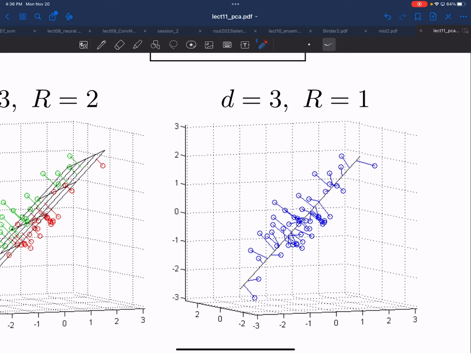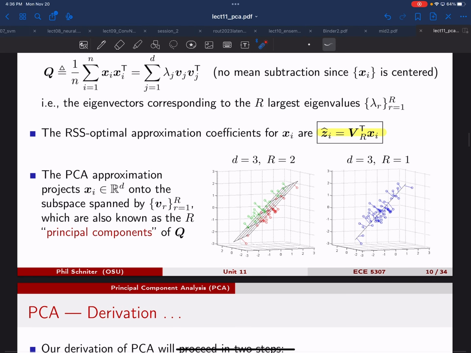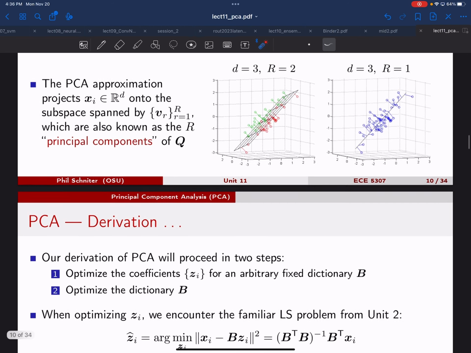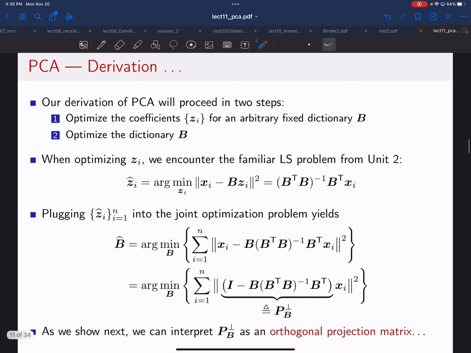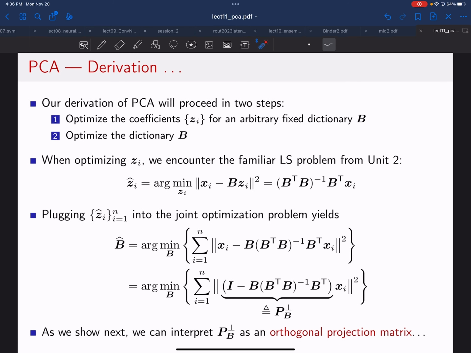Okay, so it's making a little more sense? Great. Any other questions? Okay, so let's dig into the derivation. At a high level, there are two steps. First, we're going to figure out what the z's are, for any arbitrary dictionary B. Second, we'll figure out what the dictionary is. That's going to be a lot harder. The first step's actually pretty easy.